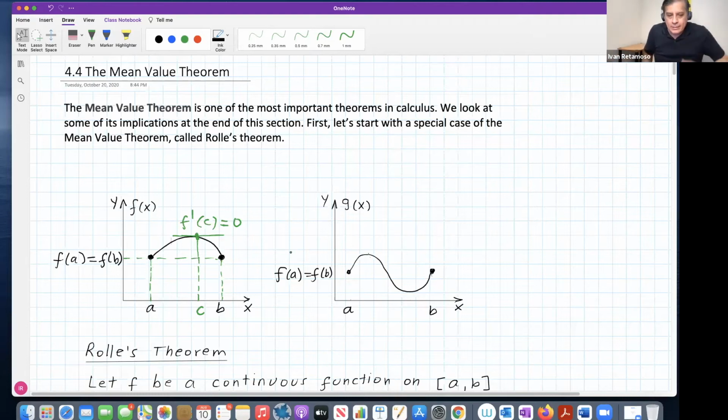Welcome, Oscar. We just started. We are talking about the mean value theorem, one of the most important theorems in calculus, and we have started explaining this basic version of the mean value theorem called Rolle's theorem.